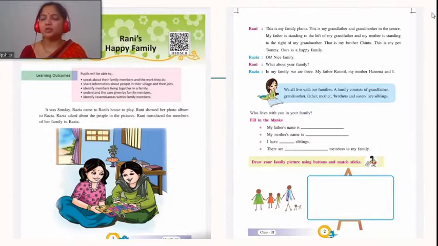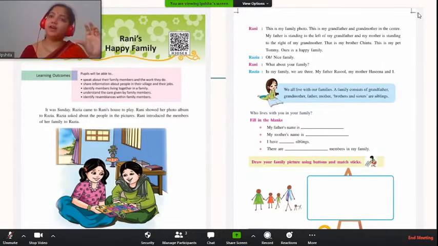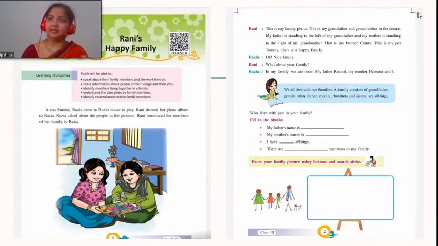Dadu. Who is Dadu? How do you say Dadu in English? Grandfather. Now you have Dadu from Mama's side and Dadu from Papa's side. So grandfather from father's side is called paternal grandfather. Say paternal. Paternal. Very good. Paternal grandfather. And from mother's side? Maternal. Maternal. Okay.